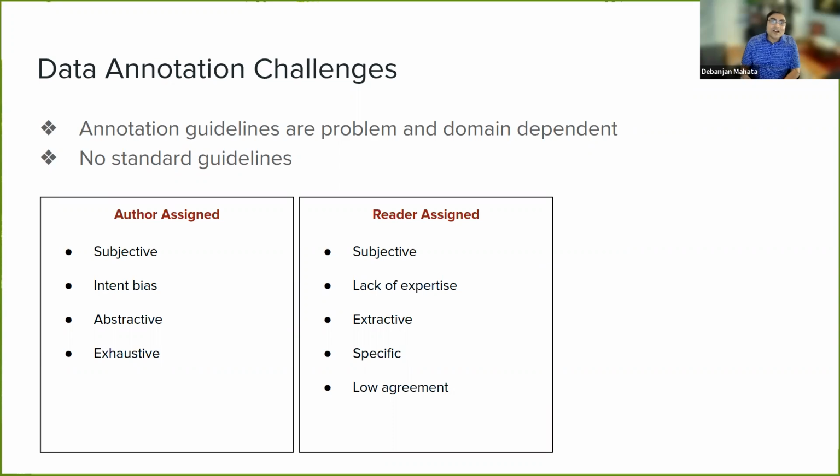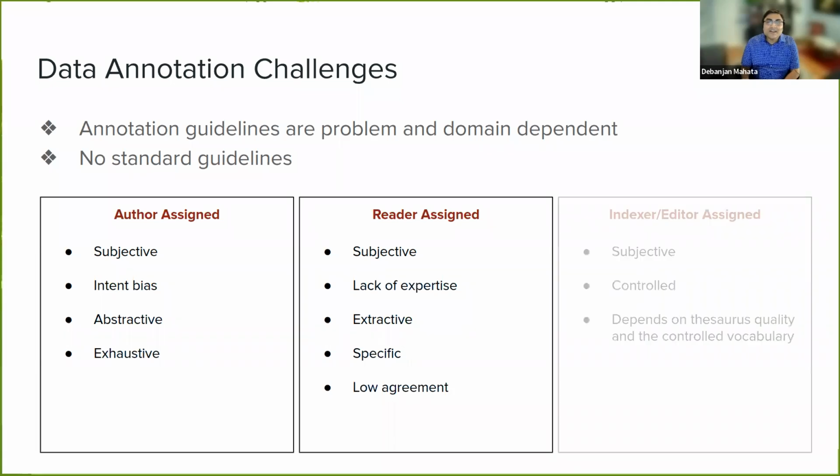So if you have a document and you ask, say, 3 readers to assign key phrases to it, I think the agreement would be very low. And this has already been reported by multiple studies. And this is one of the key challenges, of course, in annotating data for key phrase extraction.